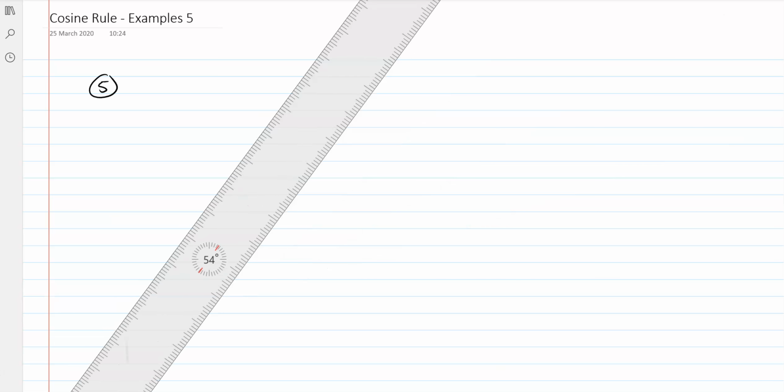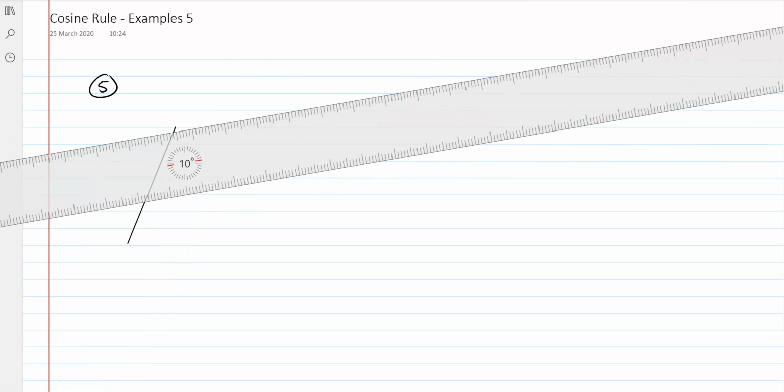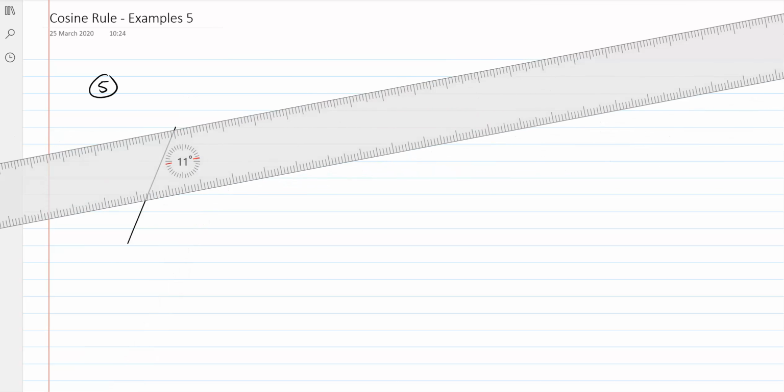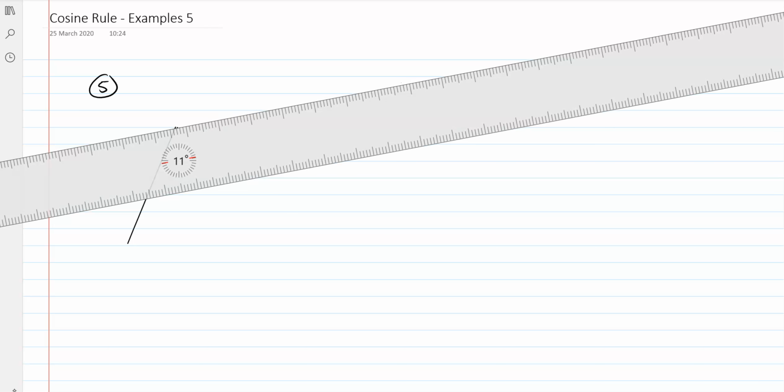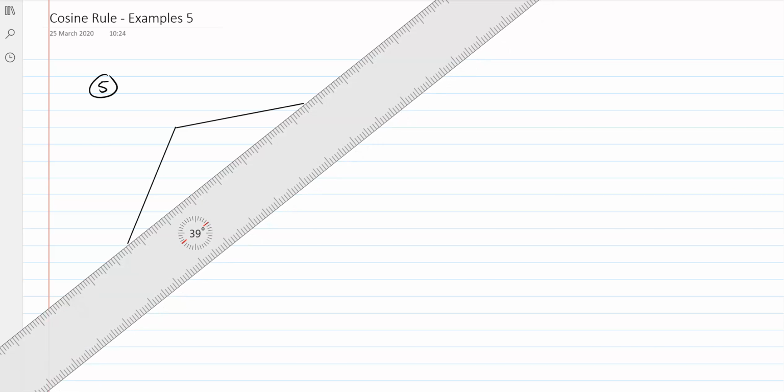So here's the last example of cosine rule, example number 5. I'm going to give you a triangle with an obtuse angle in. Shouldn't really matter. So again, we're finding x. It's going to be an angle. Remember, these are not to scale. Draw along as you go, pencil, ruler, be neat.